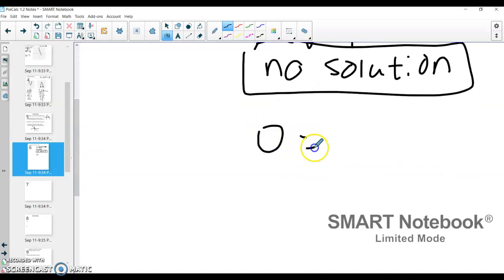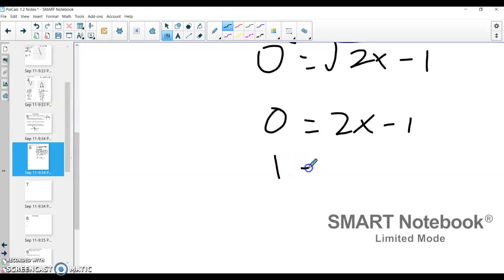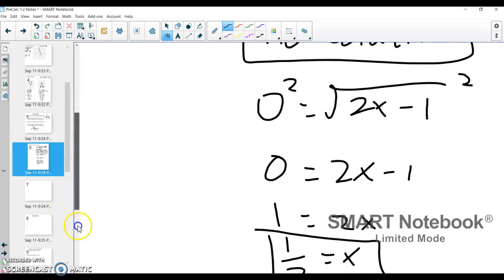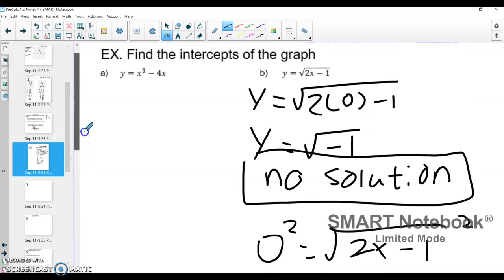So now let's try to find our x-intercept and plug in 0 for y. So we get 0 equals the square root of 2x minus 1. To get rid of the square root, we've got to square both sides. So that's squared, that's squared. You get 0 equals 2x minus 1. Add over the 1, that is 1 equals 2x. And you end up getting 1/2 equals x as your one and only x-intercept there. So again, if you want your x-intercept, plug in 0 for y. If you want your y-intercept, plug in 0 for x.